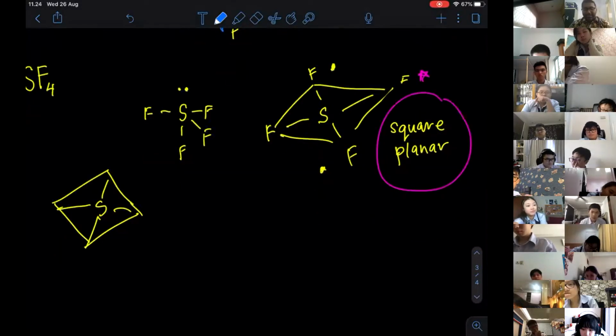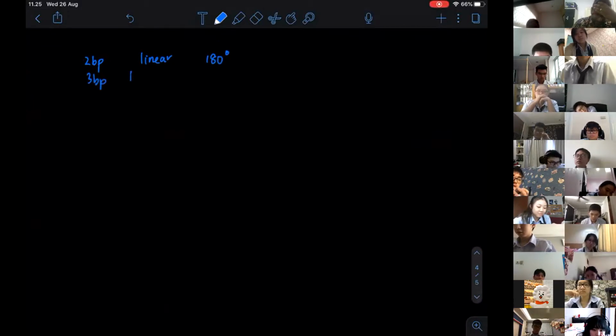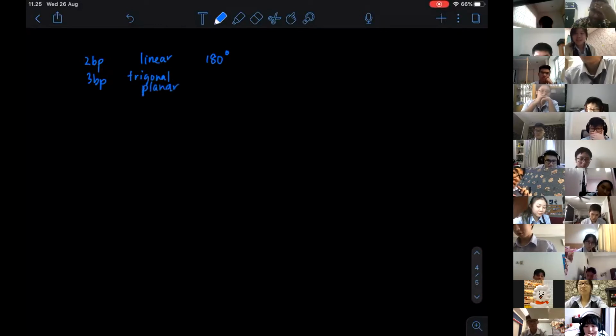So now, if I summarize this, can you guys tell me one by one? Kevin, if you have 2 bonding pairs, what is the shape? Linear. Okay. Giuliano, what is the bond angle? 180. Very good. If I have 3 bonding pairs, Sharon, what is the shape? Trigonal planar.